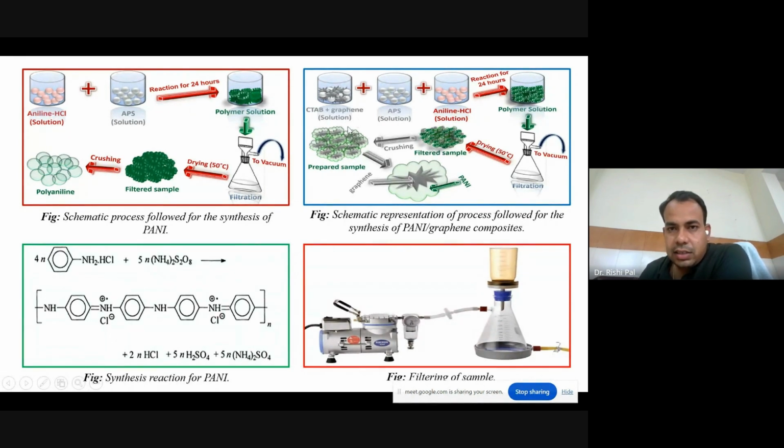Here is another similar process to follow for the nanocomposites of polyaniline and graphene. And this is the basic reaction to complete the polymerization for polyaniline, PANI. And PANI is the short form of polyaniline.